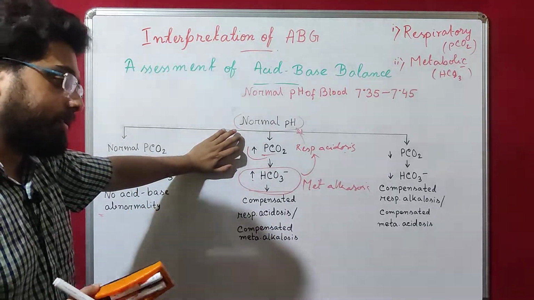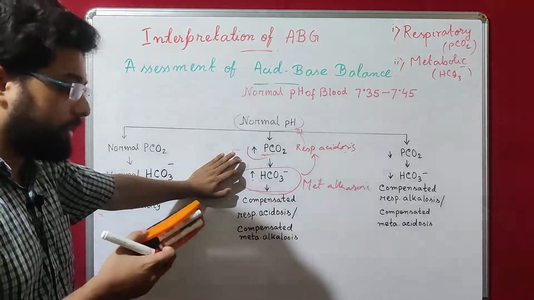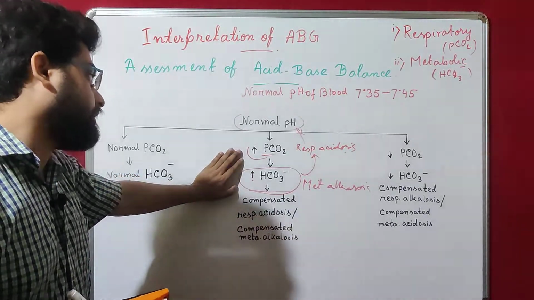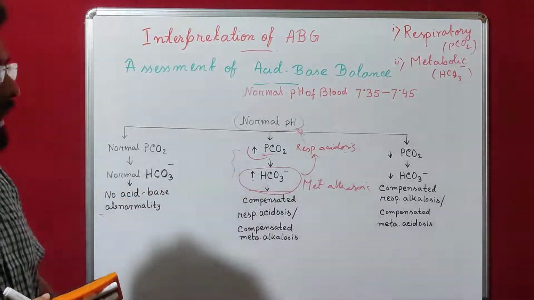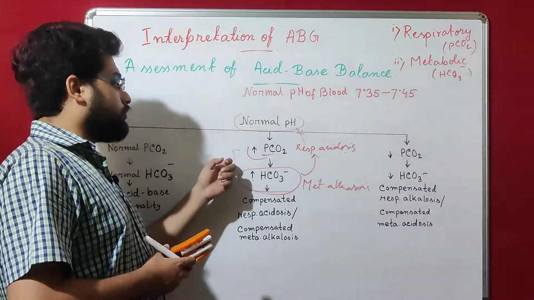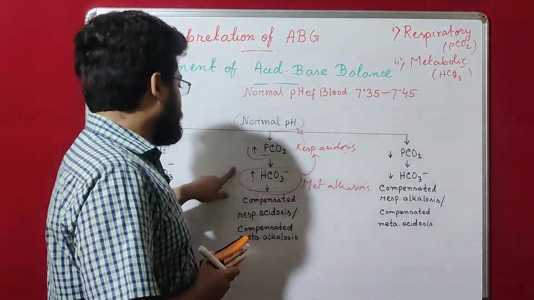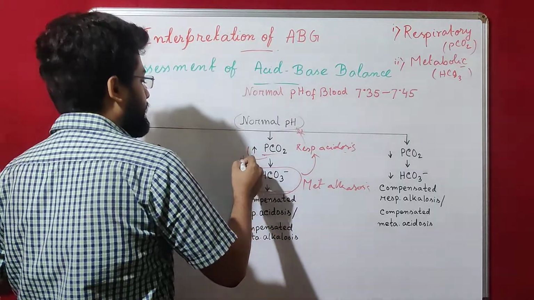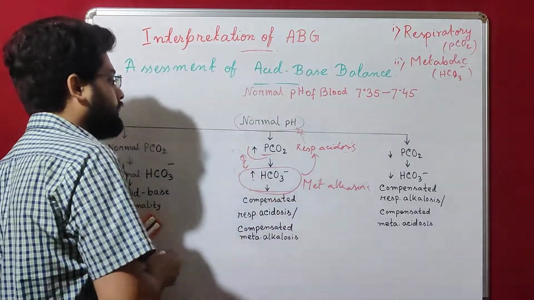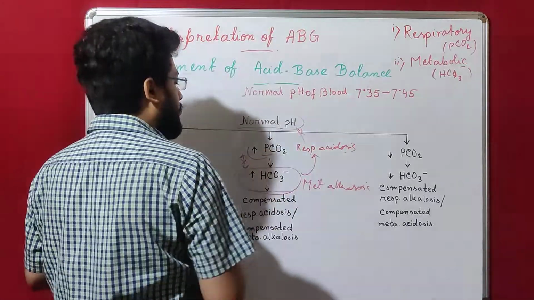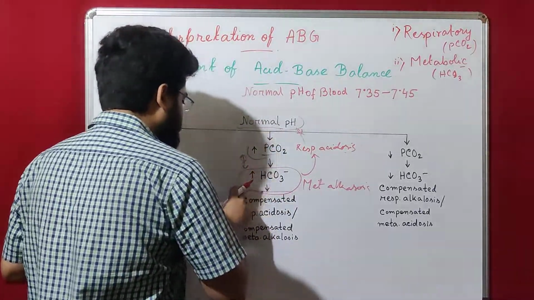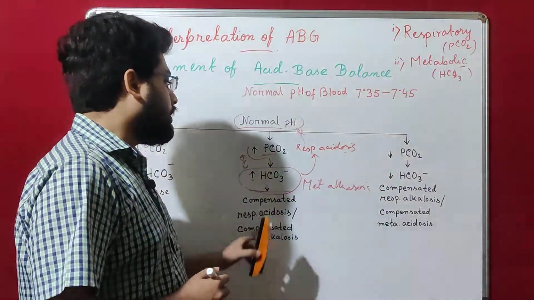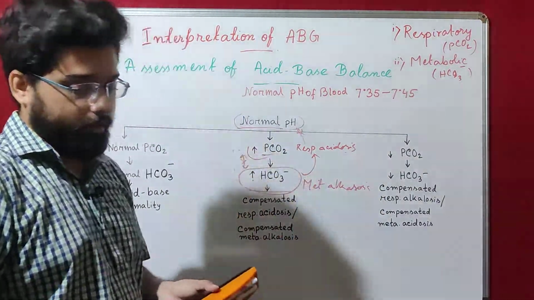The only chance is the bicarbonate ion. When we see the report, the only chance is obviously an increase in bicarbonate ion, because only then will these two components eliminate each other, keeping the pH in normal range. So this scenario is called compensated respiratory acidosis or compensated metabolic alkalosis.